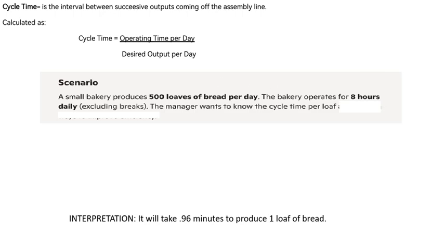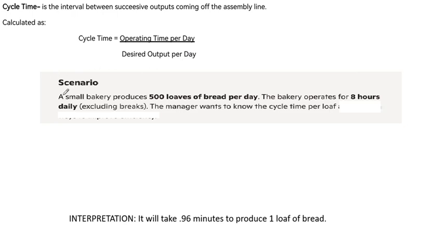Okay, so good morning. So this is how you are going to get your cycle time. As you can see here, cycle time is the interval between successive outputs coming off the assembly line. So we have here our formula. Cycle time is equal to operating time per day divided by your desired output per day.